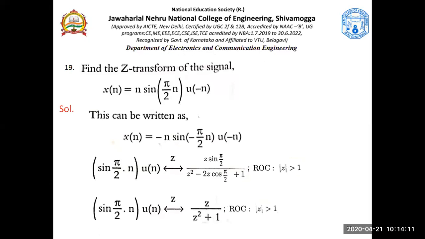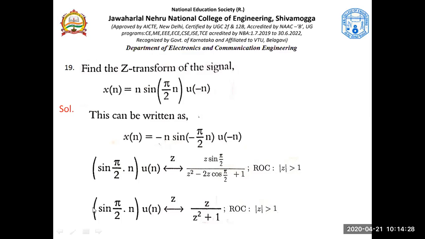That is this, using the differentiation in z domain property. What they've done in this problem is they've not gone for time reversing. If we time reverse, we can do it that way also. But in this problem, what they've done is they're going for differentiation in the z domain. That means before introducing this minus sign, they have introduced this n.